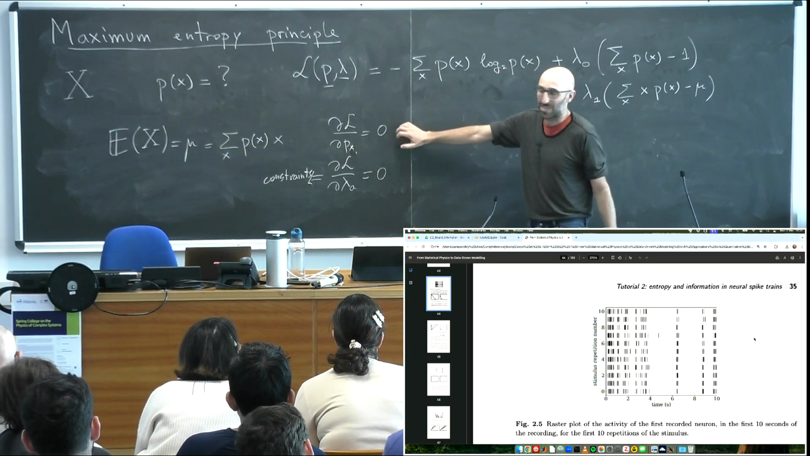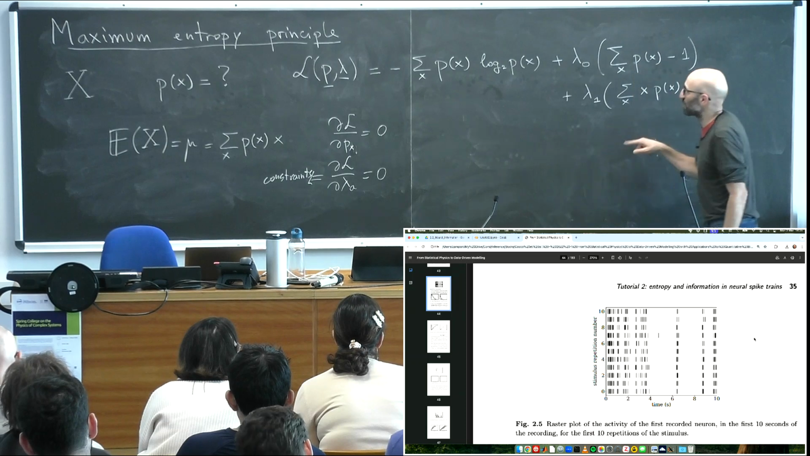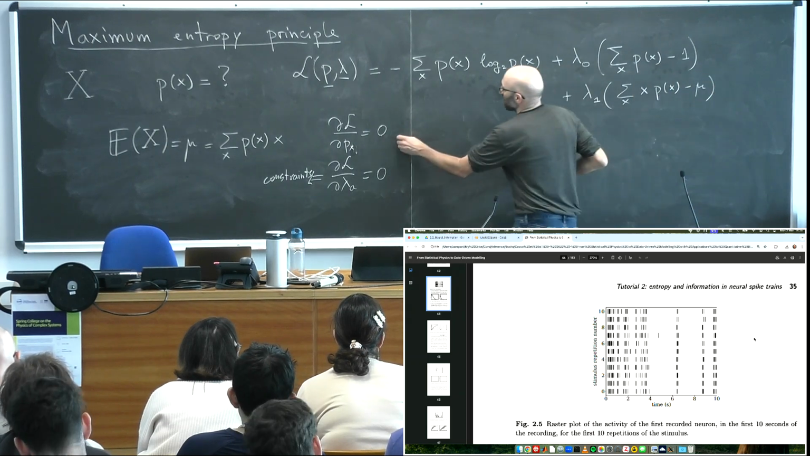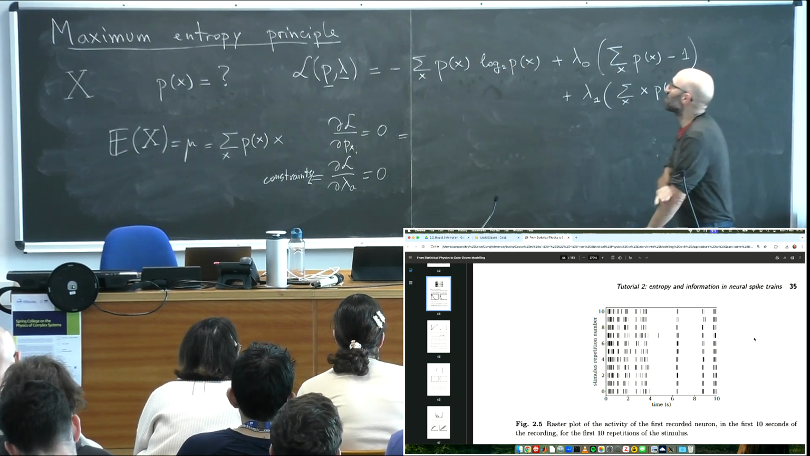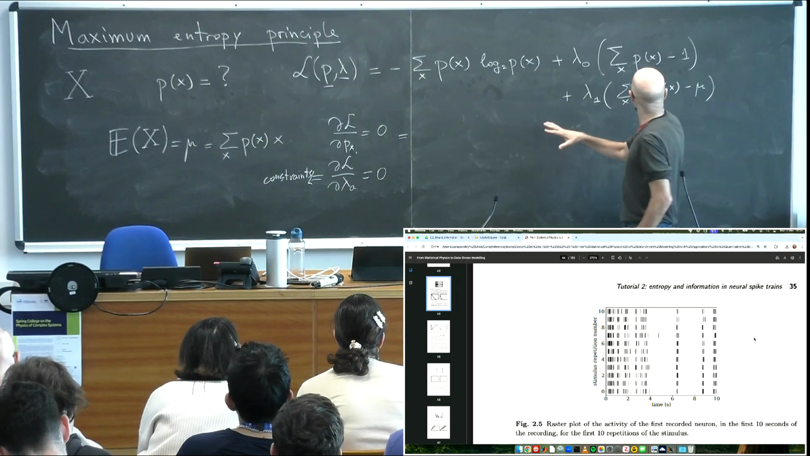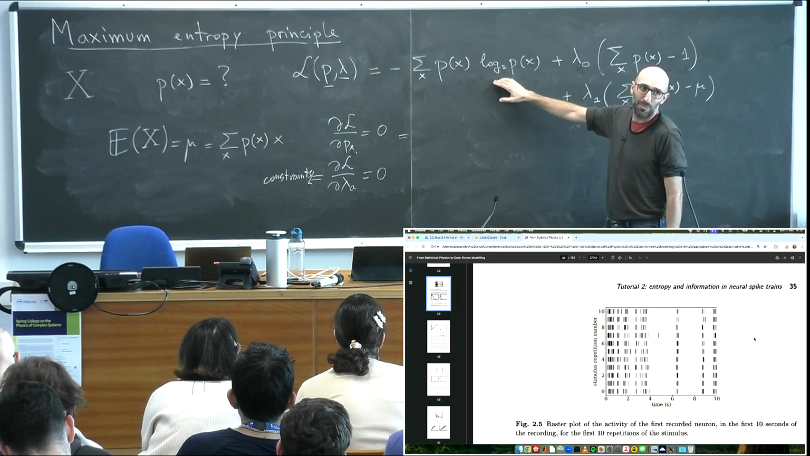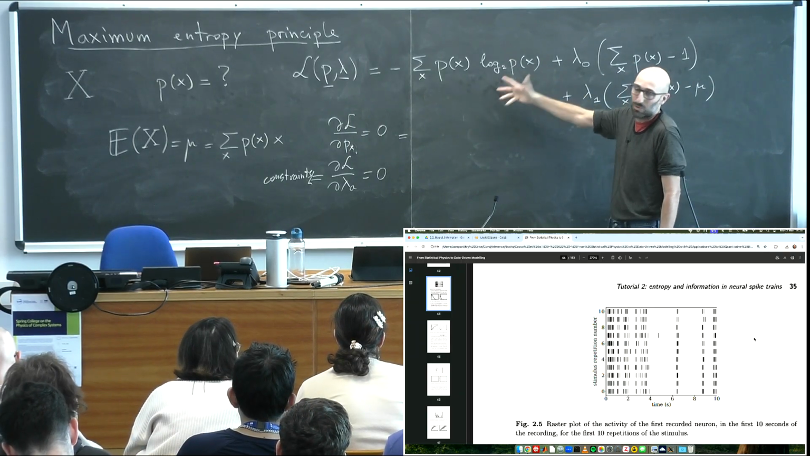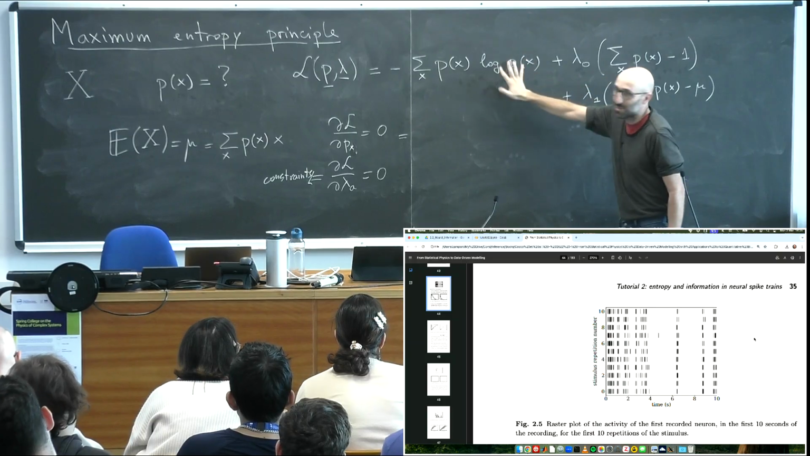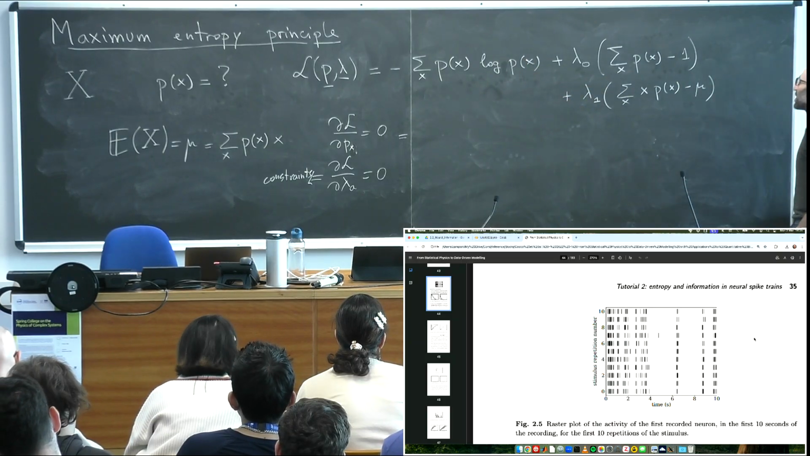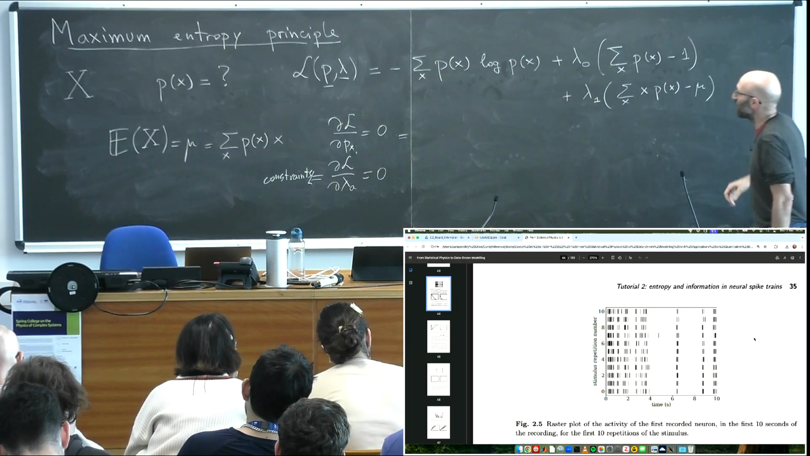What is more interesting is this part. So if I take the derivative with respect to p of x, here is what I get. The other thing is, it doesn't really matter if we maximize the Shannon entropy or the Gibbs entropy because they're proportional. So let's drop this 2 from the logarithm, just to avoid having log 2 everywhere.